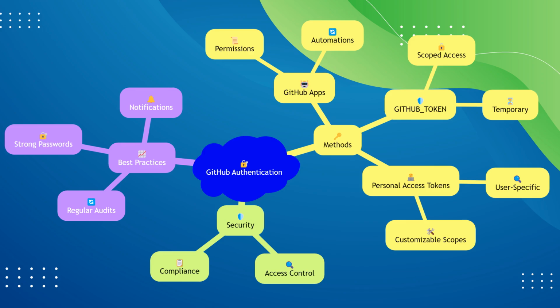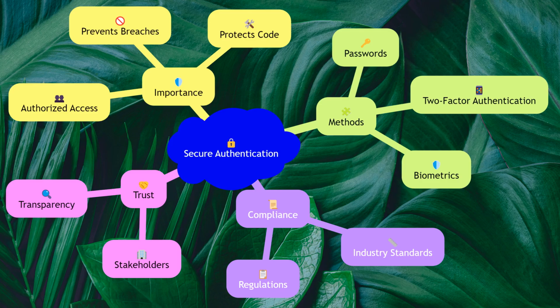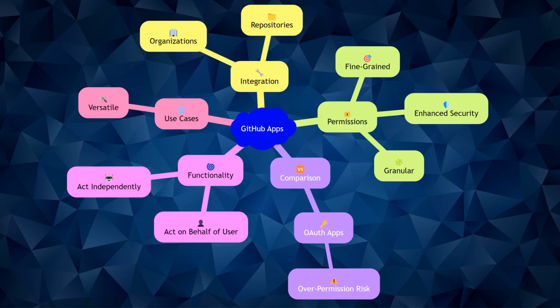By understanding these methods, you can develop a robust security and compliance plan, ensuring that only authorized users and applications can access your codebase. Secure authentication is the cornerstone of a robust security and compliance plan. It ensures that only authorized individuals and applications can access your repositories, protecting your code from unauthorized changes and potential breaches. By implementing secure authentication methods, you can maintain the integrity of your codebase, comply with industry standards, and build trust with your stakeholders.